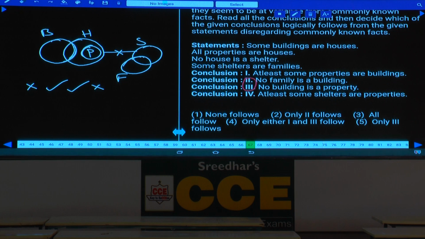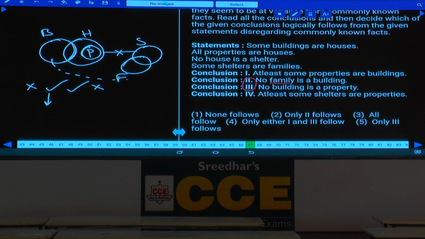As the negative conclusion follows from the basic diagram, we should draw the alternate diagram by proving its complementary pair. Then what is the complementary pair to this one? No family is building means now I need to prove some buildings are families. Now tell me whether we can combine these two or not. Yes, how can we combine this one?